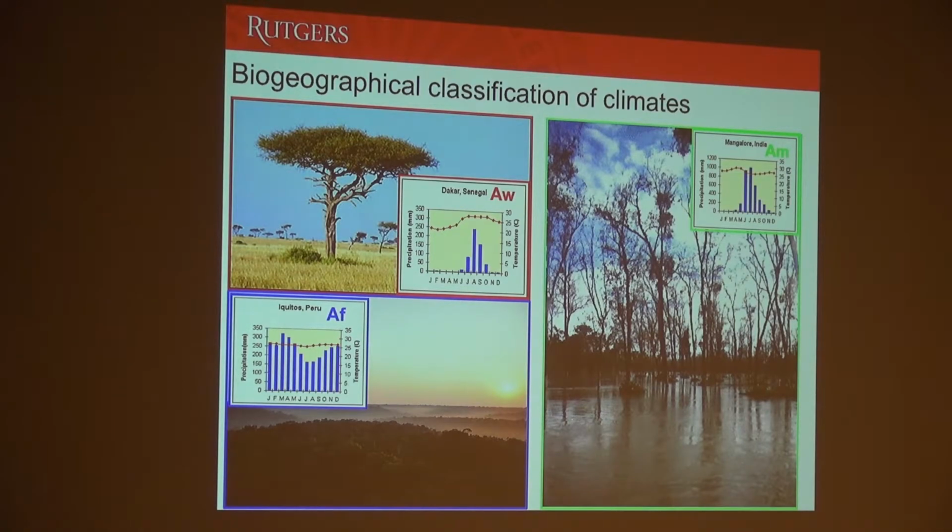The other climate is a monsoon climate. The little inset is from India. In a similar sense, there's a very pronounced wet season and a very pronounced dry season.